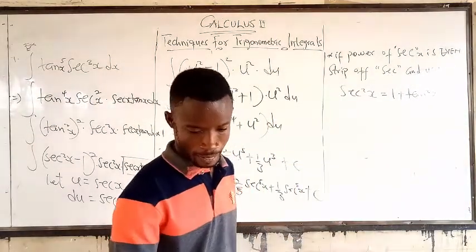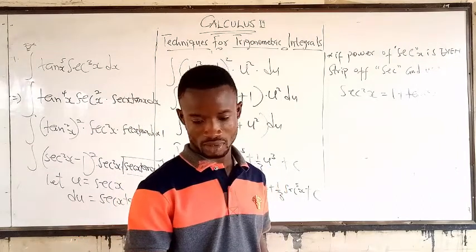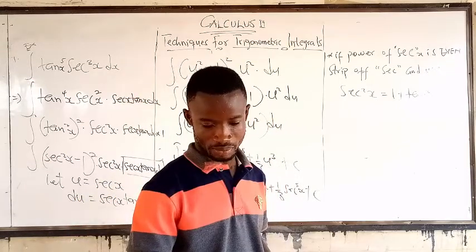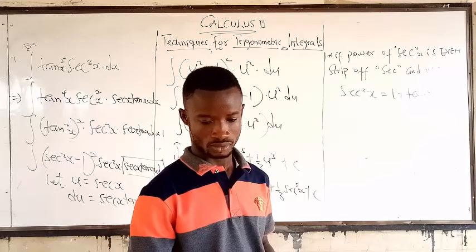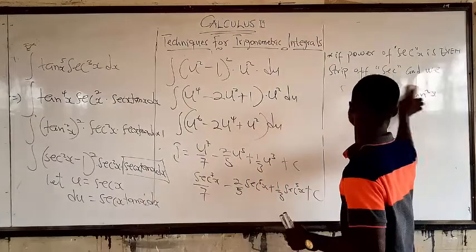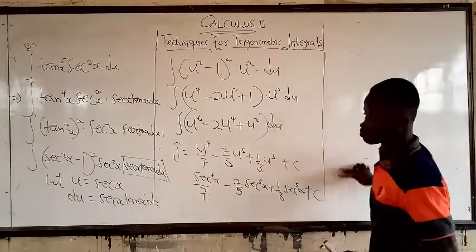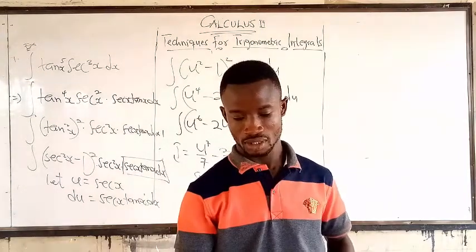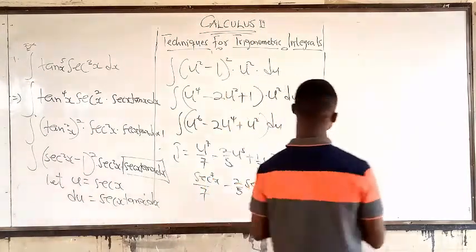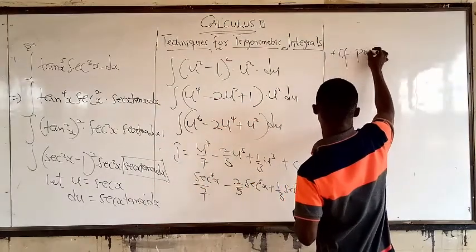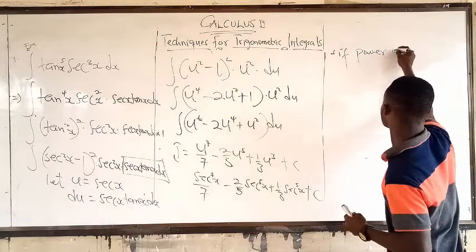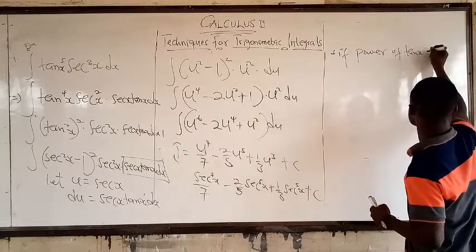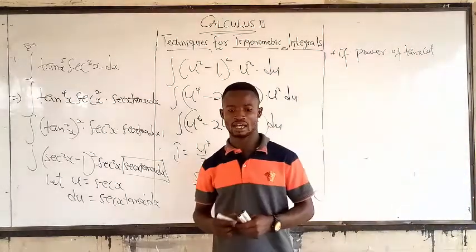Alright. Let's look at another example. Now, looking at the next one, the idea here is that if the power of tan is cot, let's pause the video and finish writing it before.